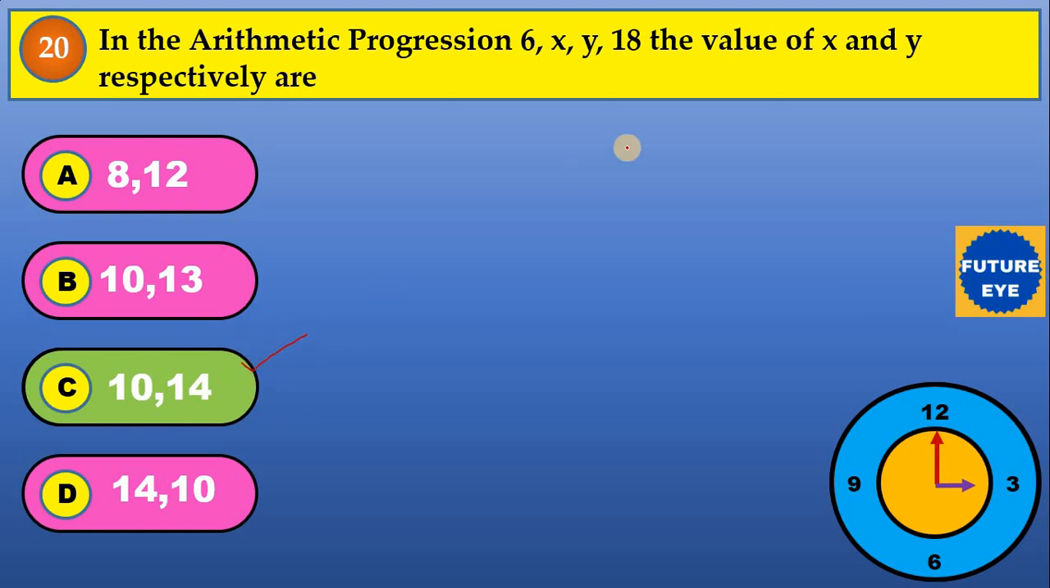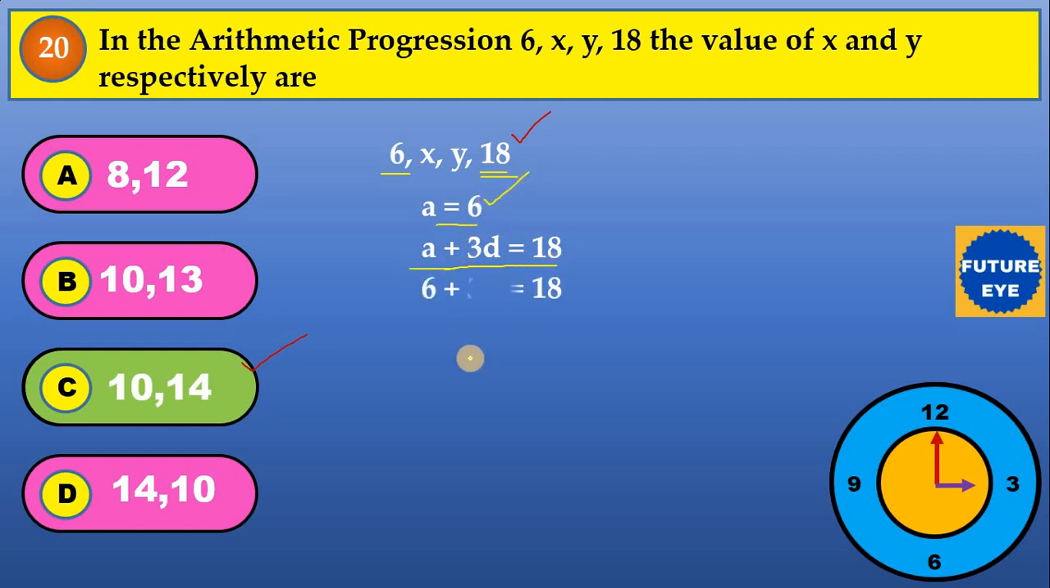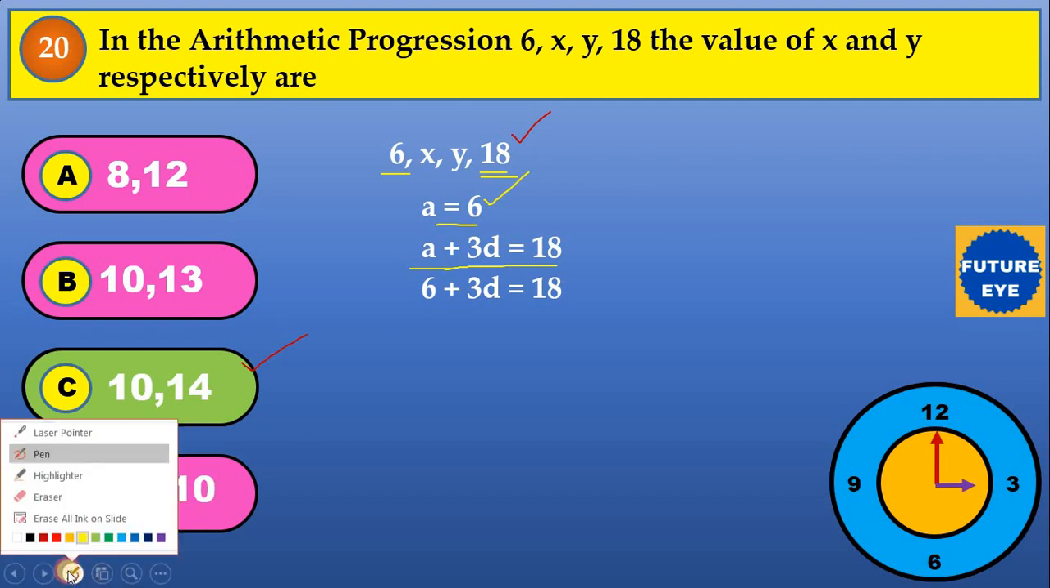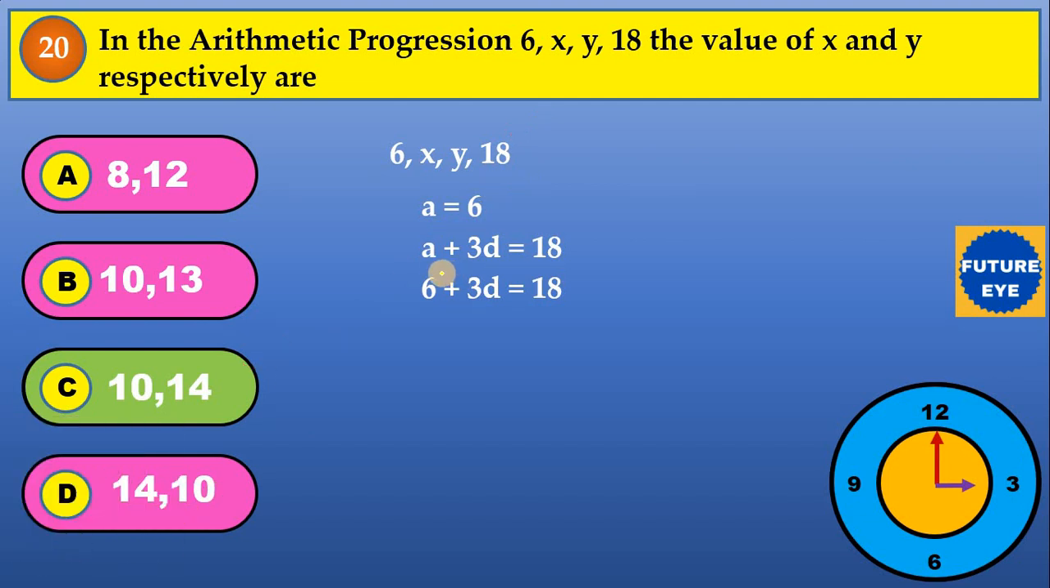But how to solve this? First consider the given progression. Understand properly, children. The a value is given, that is 6. Next we need to find the d value. For that, 18 there is the fourth term, which we can write as a plus 3d equals 18. Now substitute the a value here. So 6 plus 3d is equal to 18. Now simplify those, children. 6 transferred to this side will become minus 6. So 18 minus 6 is 12. Now here we can cancel 3 ones and 3 fours 12. Therefore d value is 4.